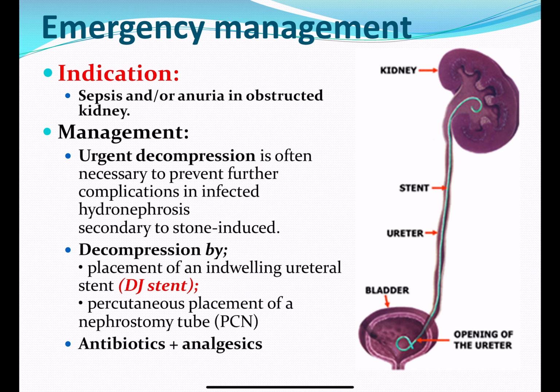So this emergency management is done either by DJ stenting, a stent placed from below, from the bladder, or we can do the PCN, that is puncture of the kidney and putting the tube, the percutaneous nephrostomy tube. In both scenarios, we are bypassing the stone, and the management of the stone will be done later on.